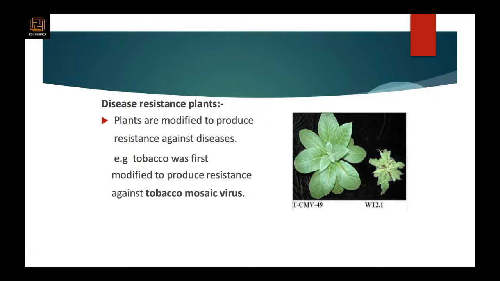And some disease resistant plants are also produced against diseases. Tobacco was the first modified to produce resistance against tobacco mosaic virus. So here on the left, the tobacco mosaic virus resistant plant has been produced, and on the right hand side is the wild type of it.